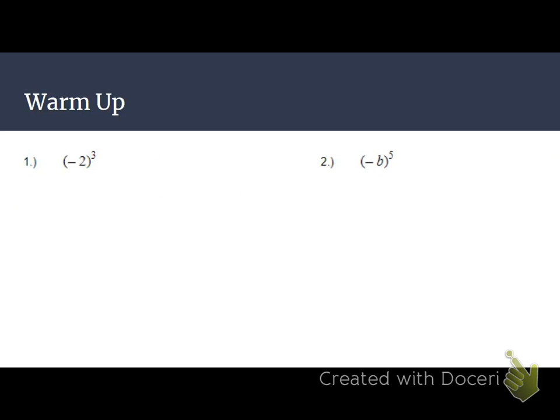If we take (-2) cubed, what happens? What are we doing? What do we get? Times -2. Okay, we've got -2 multiplied to itself 3 times. Because the negative was inside the parentheses, it's stuck to the 2. When we multiply those together, what do we get? -8.